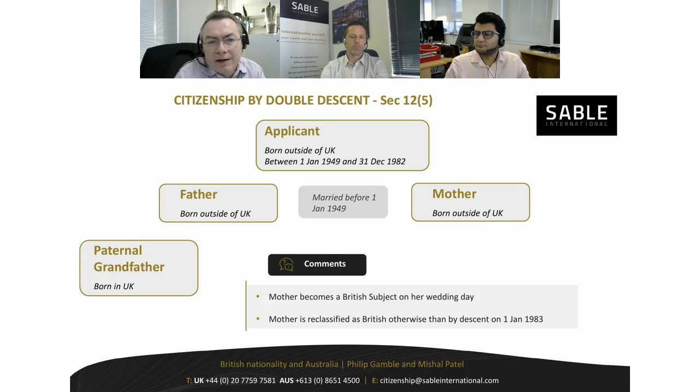So when the legislation was created to address gender discrimination in the past, it was probably overlooked that the woman could acquire citizenship through marriage. So in this context, although if you looked straight down the male line, the applicant here, born between 49 and 82 in perhaps Australia, wouldn't have a natural claim to UK citizenship, because the mother's acquired citizenship through the father and acquires citizenship in that way.